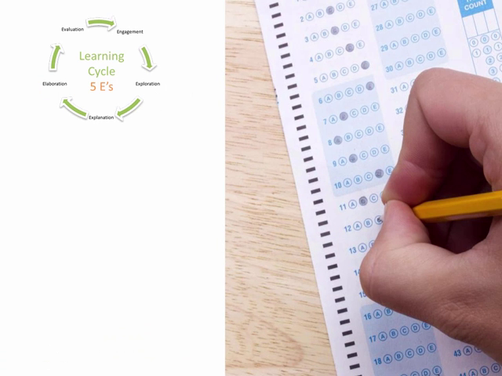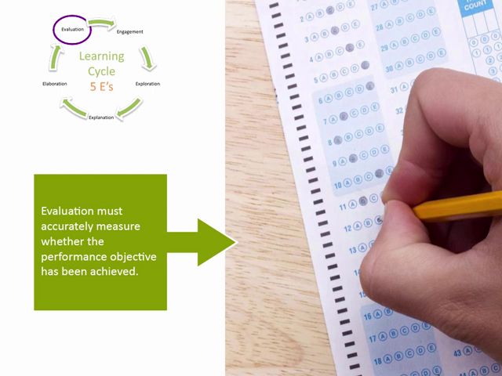The final E is evaluation, the process by which we test the effectiveness of the teaching moment or learning episode. Assessment is at the core of the ADFM methodology. The learning cycle begins with an exploration of the learner's knowledge and closes with an assessment of whether our performance objective was achieved. This E therefore brings us full circle because in order for the learning cycle to fully succeed, the evaluation must accurately measure whether the performance objective has been achieved.